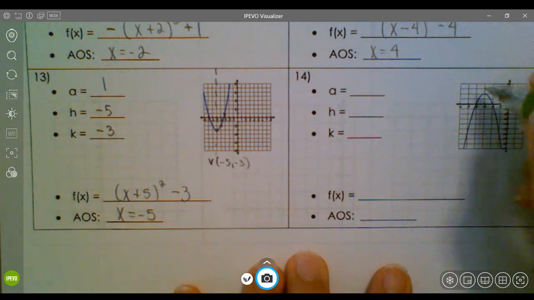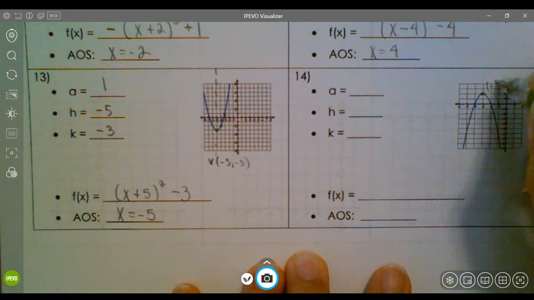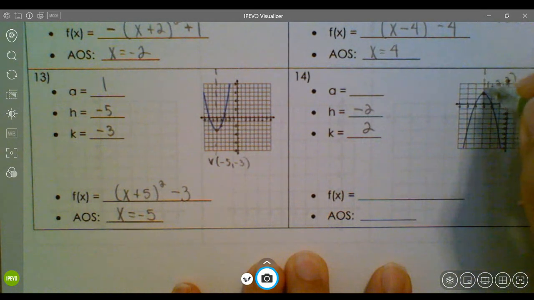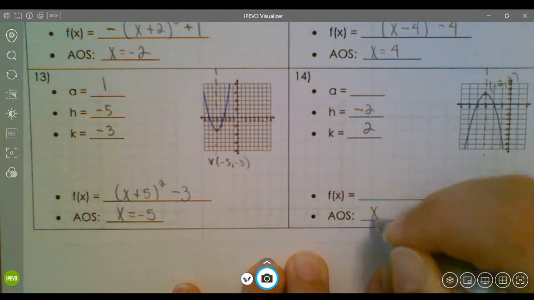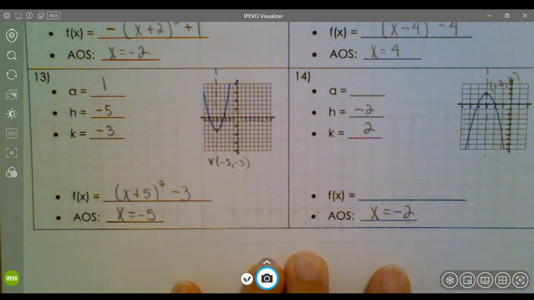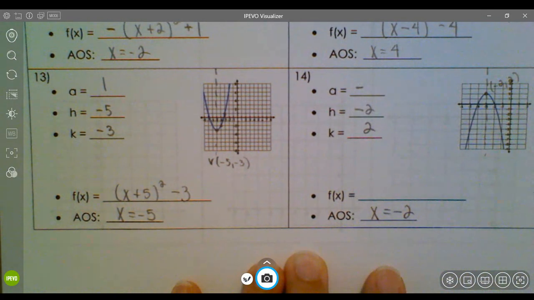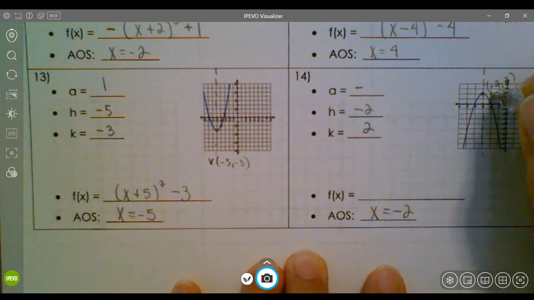Now let's look at the final one. My vertex here is -2, 2. My axis of symmetry is x equals -2. And my A is going to be negative because it's upside down. So when I go to the right one, do I move down 1? No, I'm moving 2. When I move to the right 2, 1, 2, 3, 4. Nope, 1, 2, 3, 4.